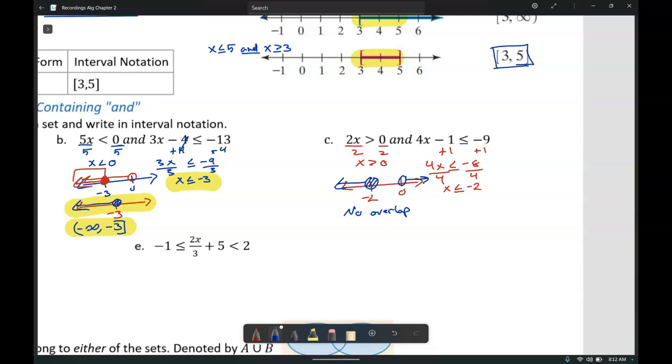There's a lot of values that will satisfy either inequality, but there's no solution to the set because there's no value that satisfies both. The solution set is empty. So we have no solution. We can use our empty set symbol. We could use our empty brackets, and our number line just remains blank.